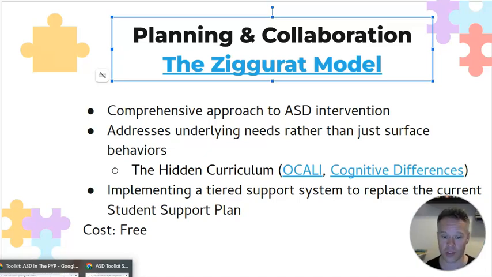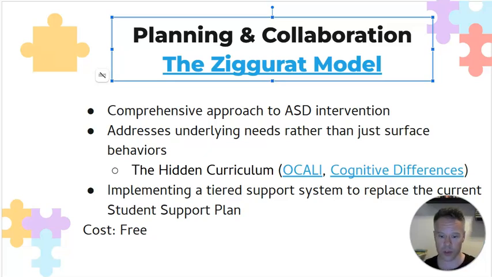The Ziggurat model has 5 tiers, and it starts with addressing the sensory and biological interventions, then moves on to reinforcement, structure and tactile supports, task demands, and finally skills to teach. So by implementing this tiered support system, we can ensure that interventions are targeted and effective.